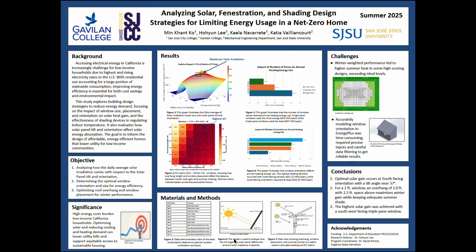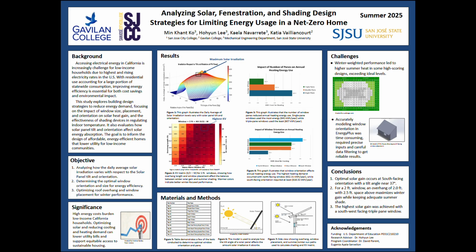As we continue down here to materials and methods, figure 5 relates to objective 2, and the table demonstrates a few of the tests conducted to determine optimal window orientation and pane. Now for figure 6, this relates to objective 1. The model is used to analyze how the tilt angle of a solar panel affects the amount of solar irradiation it absorbs.